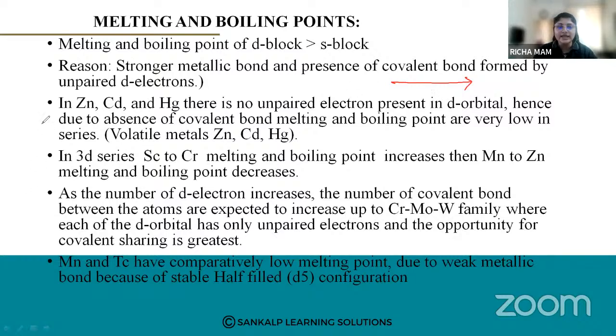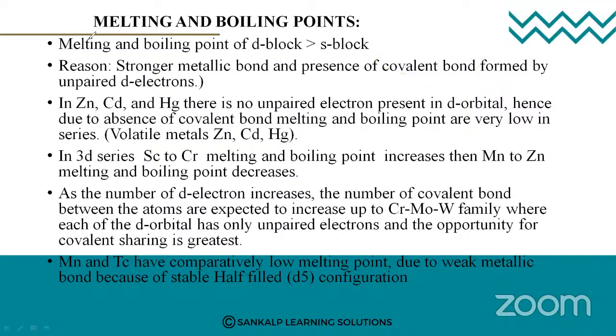Now what is experienced as you go down the group? What will happen to the atomic radius as you move down the group? It will increase. Why? Because as we are moving down the group, a new shell is added. You are adding new shells, right? So because of that, the atomic radii increase.